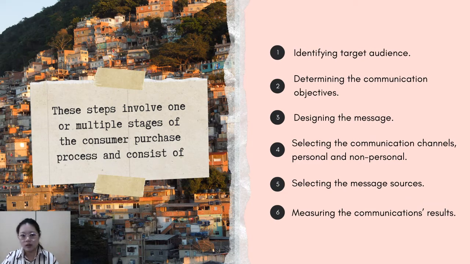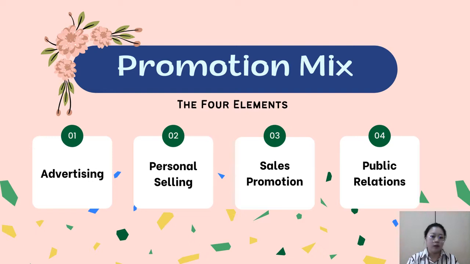The second is to determine the communication objective, such as awareness, knowledge, liking, preference, conviction, or purchase. Then, design the message in terms of message content, message structure, message format, and message source. Then select the communication channels, personal and non-personal, select the message source, and the last is measuring the communications result. So now I will explain the 4 elements in the promotional mix.